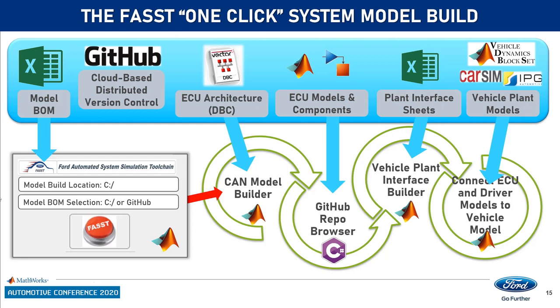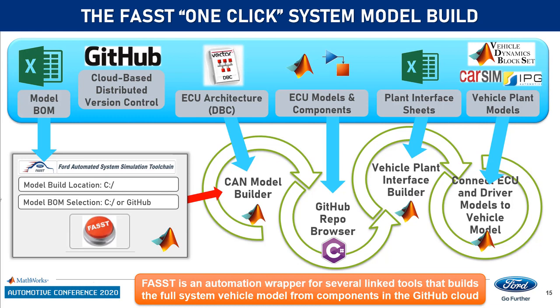A GitHub repo browser pulls ECU content from the cloud. It is developed by Nick Adams from Ford. And the plant interface builder takes in the plant interface sheets and the vehicle component models to build a full vehicle model. And finally, we have CAN connections that are then made through a script developed by John Broderick from Ford Motor Company. So FAST is an automation wrapper for several linked tools that builds the full system vehicle models from components in the GitHub Cloud.